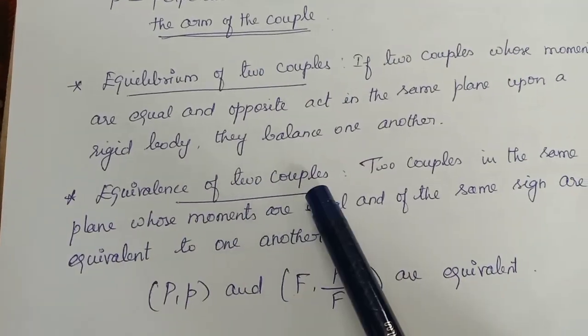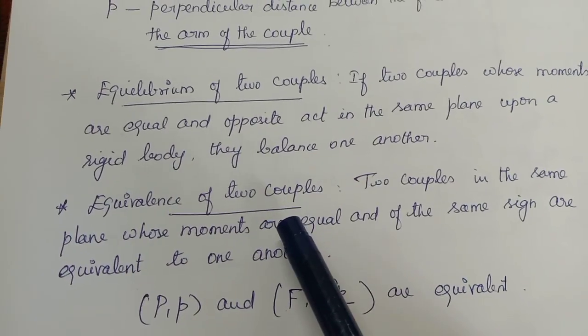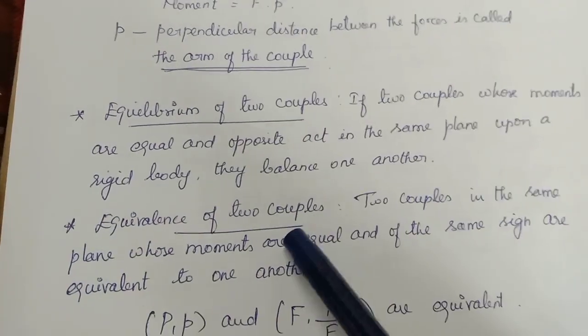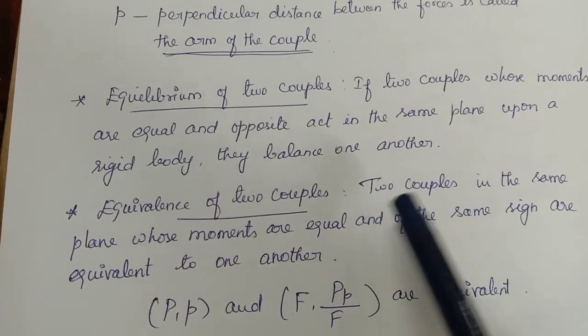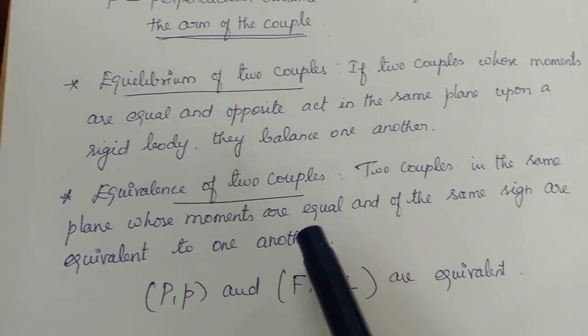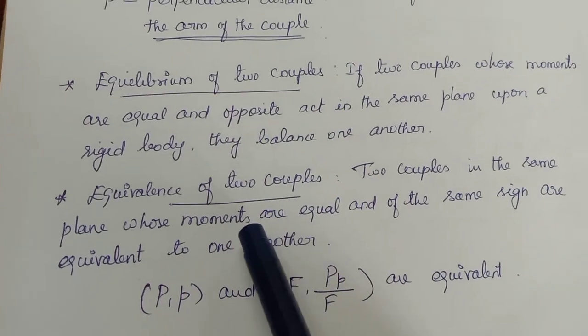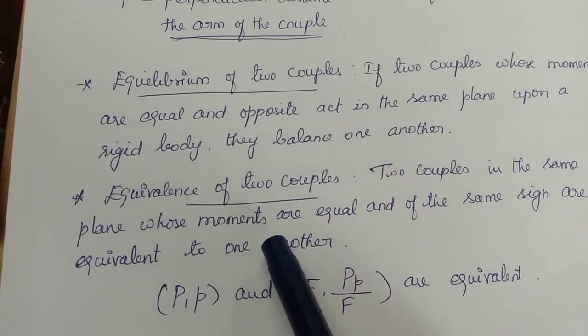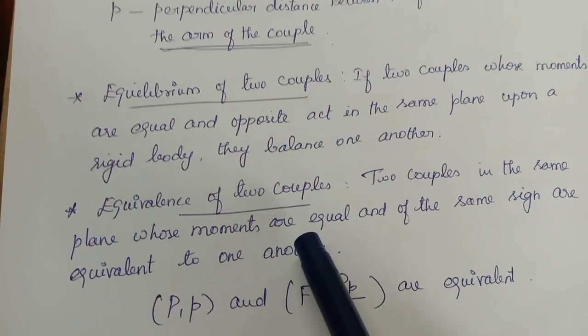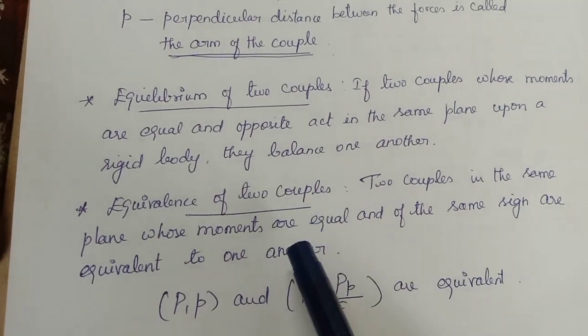Next one is equivalence of two couples. When will you say two couples are equivalent? The same concept. Two couples are said to be equivalent when they have equal moments. That is, the moments should be equal in magnitude and sign. In that case, the two couples are said to be equivalent. They can be replaced by one another.